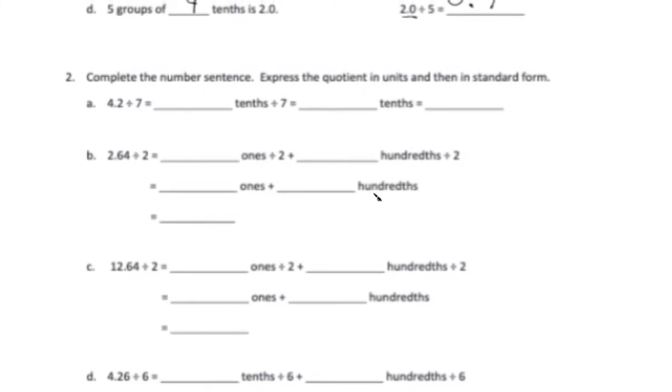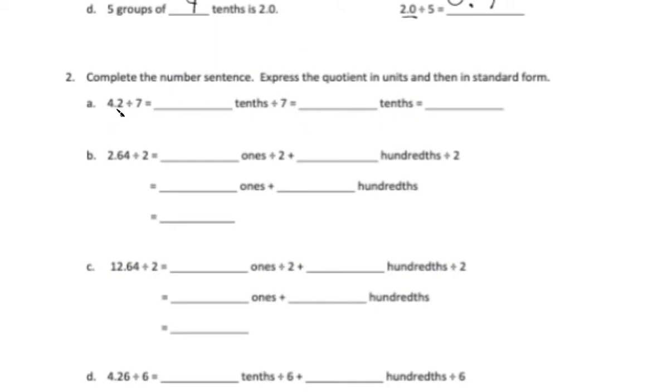Okay. Now, complete the number sentence. Express the quotient, that's the answer to a division problem, in units and then in standard form. Okay? So standard form is just a number. That means down here at the end, we're going to write it in just a number. And up here, we're going to write it in unit form. But we're going to use the exact same logic we were using up here on these problems before, right?